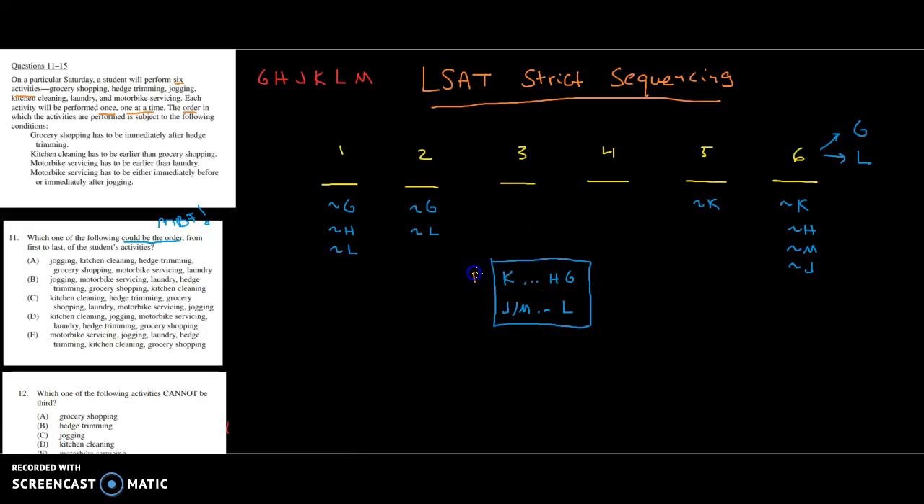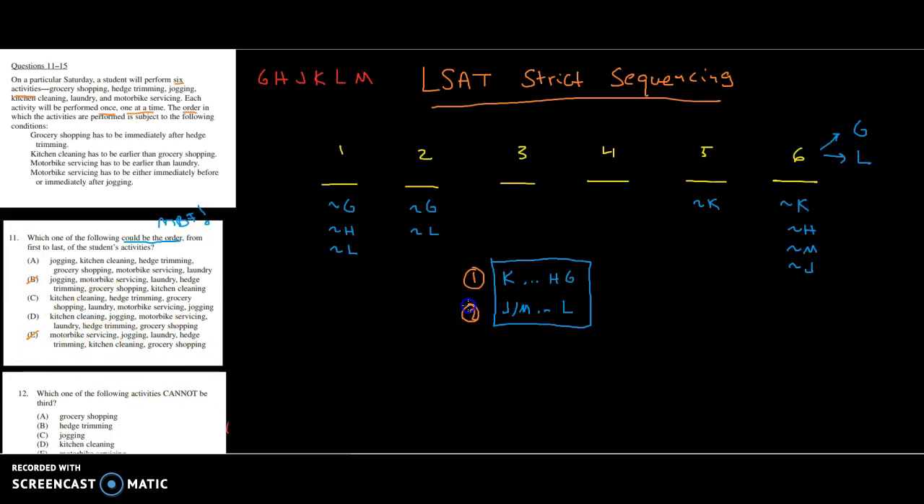All right, so let's see. Rule number 1 was KHG. Does A violate it? KHG, HG right there, K is in front of it. Okay, that's not violated there. B, KHG, okay, that's a problem. B is out because K comes after H and G. KHG, nope, that's not violated. KHG, that's not violated. KHG, that's violated. Okay, that's a problem. All right, so those two are out right there.